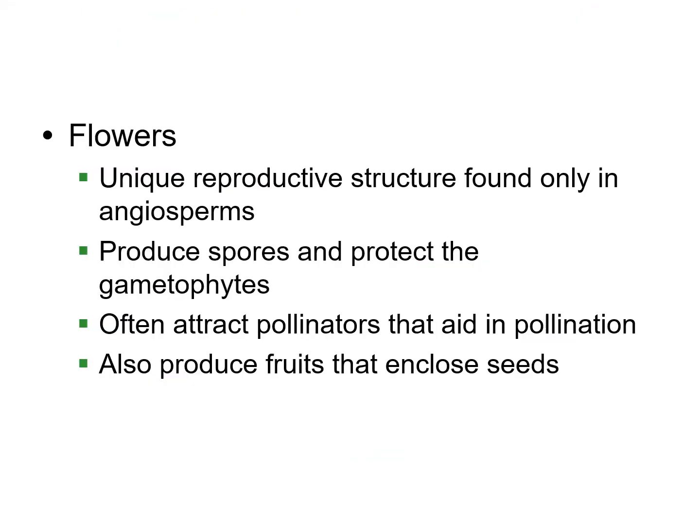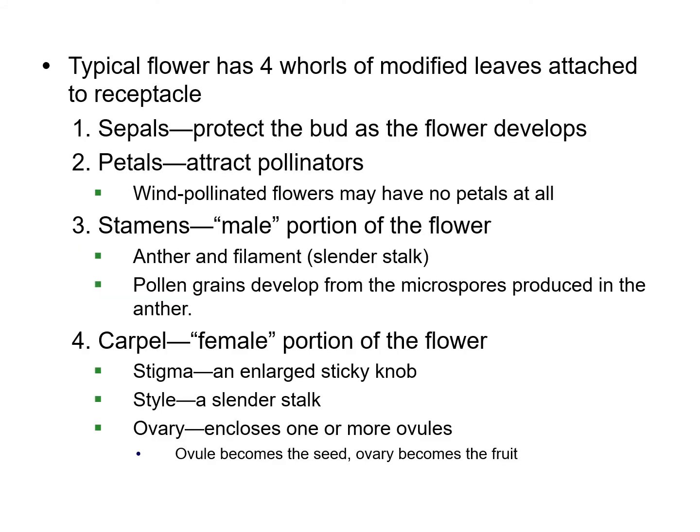Now flowers tend to be unique because they're only found in angiosperms. Okay, so when you hear the term angiosperm, you're talking about a flowering plant. They produce these spores. They basically protect the gametophyte to make sure that the egg ends up becoming the seed or the fruit that needs to be made. Okay, and the flower's main purpose is to aid in pollination and produce those seeds, or the fruits that enclose the seeds. So again, here are the main parts.